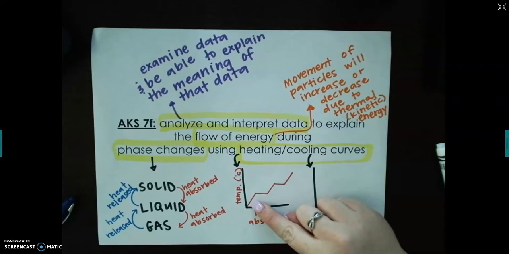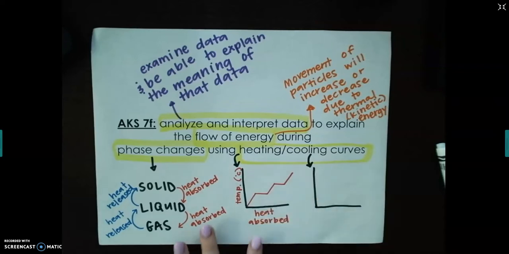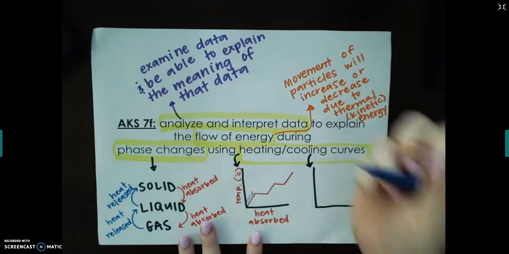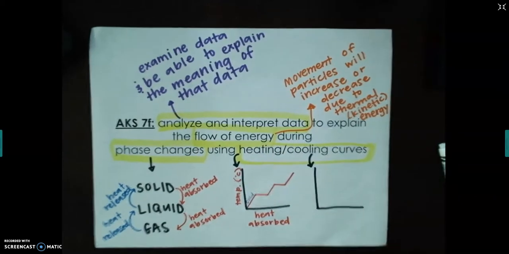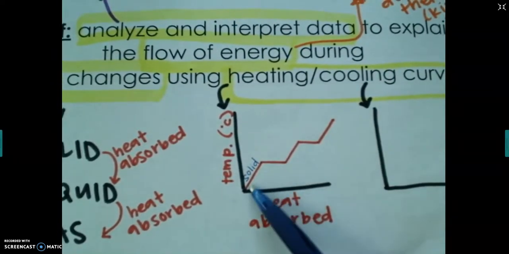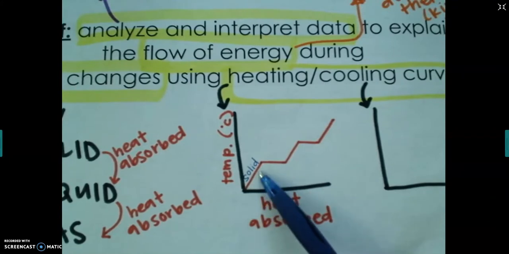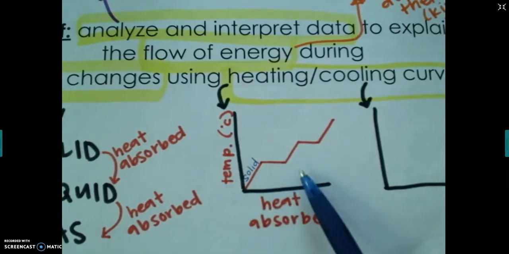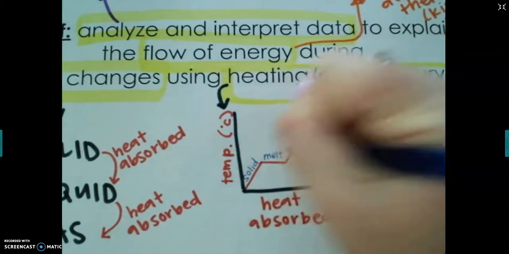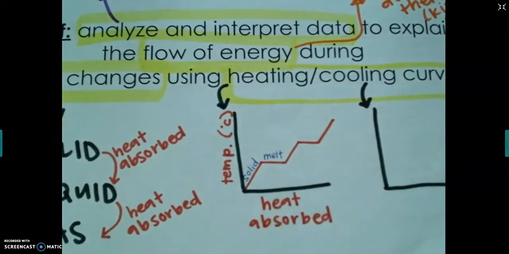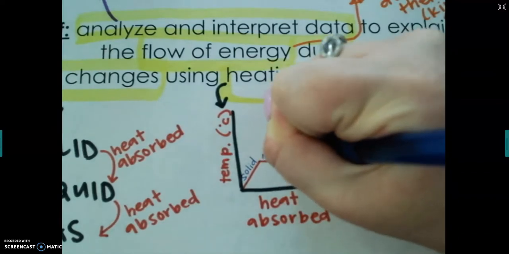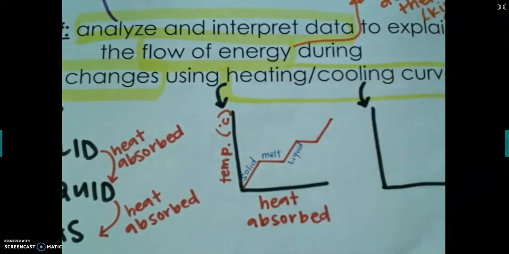So let's start down at the bottom, down here. This is going to be our solid. So when our substance, say we're talking about water, is in the solid form, it's going to be this diagonal and it's going to stay this way until it melts completely. So I'm going to write melt here on this horizontal line. I'm going to write liquid on the diagonal.